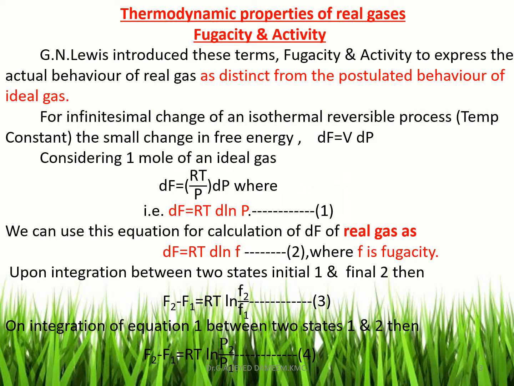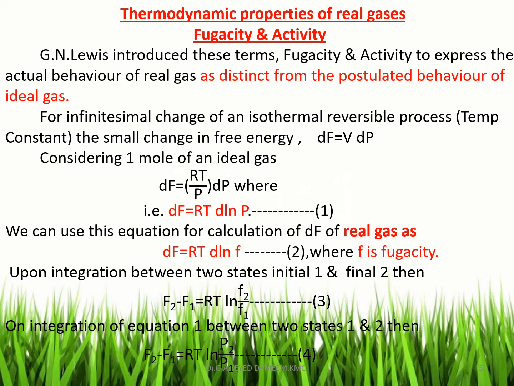Now, considering 1 mole of an ideal gas, this equation becomes dF is equal to RT by P dP. That is, the volume is replaced by RT by P. That is from the ideal gas equation: for 1 mole, PV is equal to RT, that is, V is equal to RT by P. So by replacing the volume with RT by P, we get this equation: dF is equal to RT by P dP.